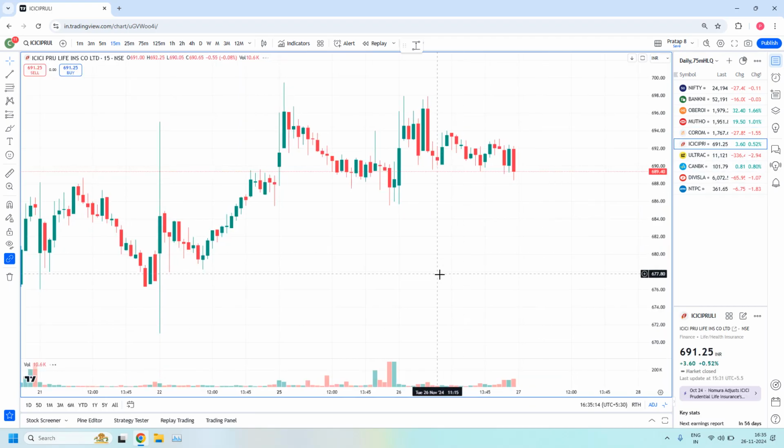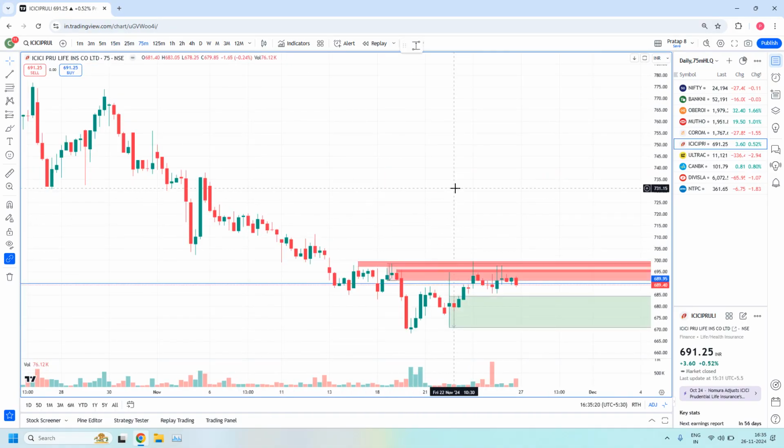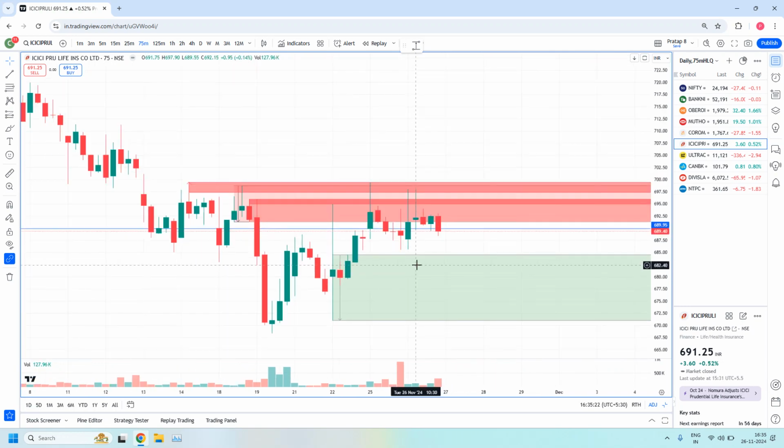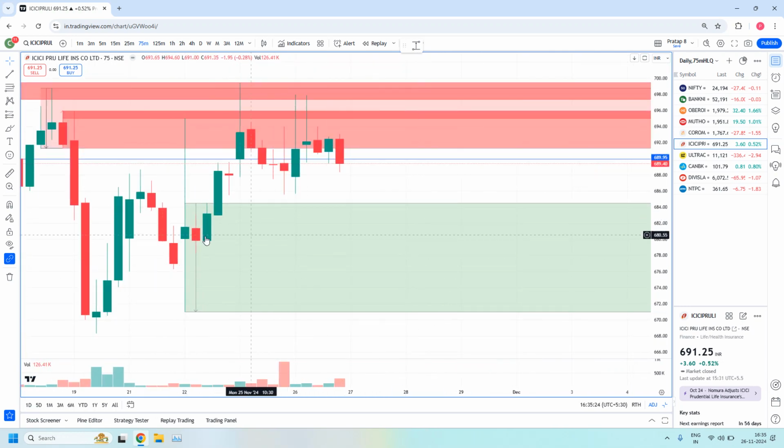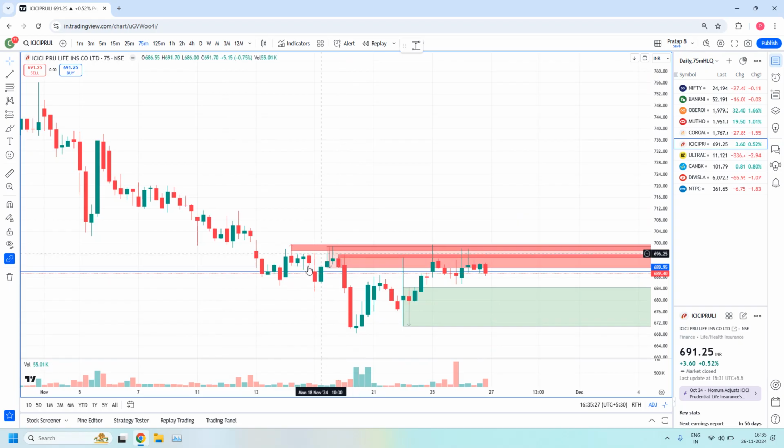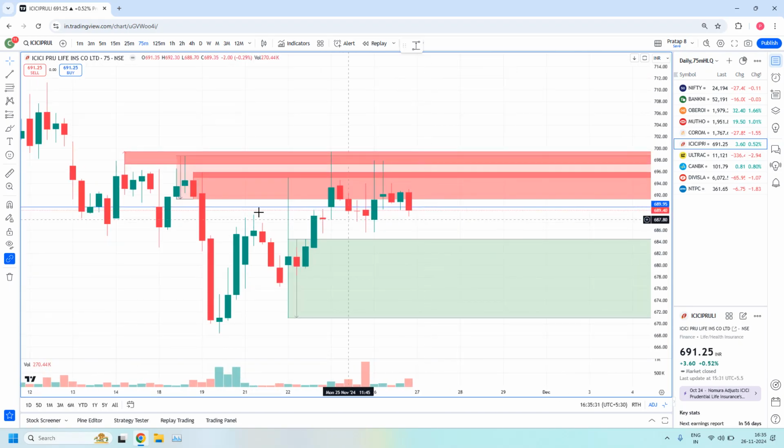Okay, next one is ICICI Prudential. This is also a 75 minutes high liquidity zone. And here, this is the zone the software suggested. But this is the one we discussed yesterday. ICICI Prudential. Why? This is a rally, 3 base candles and a drop. This is the 75 minutes high liquidity supply zone.